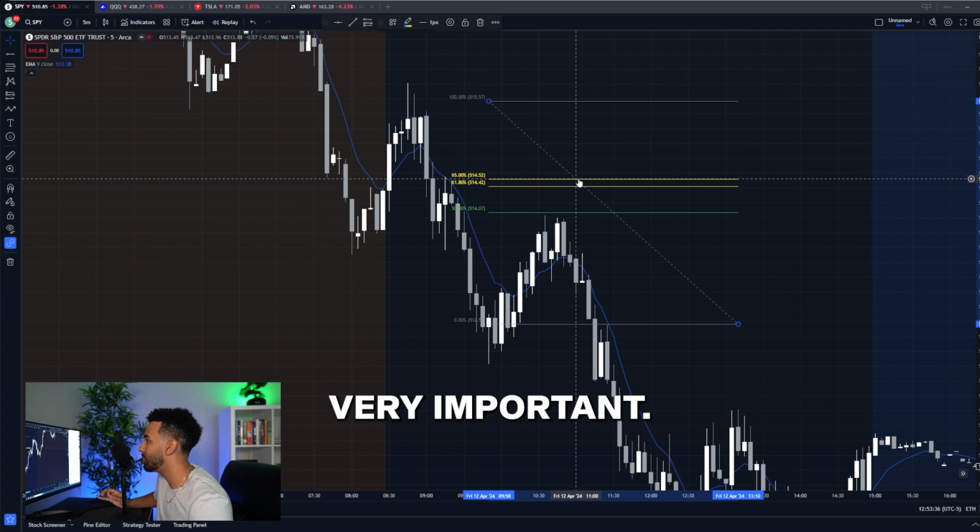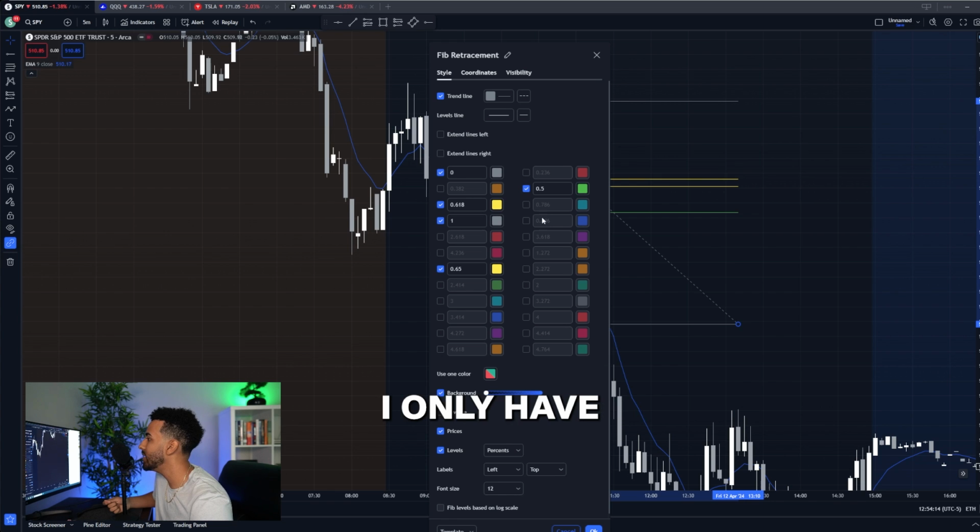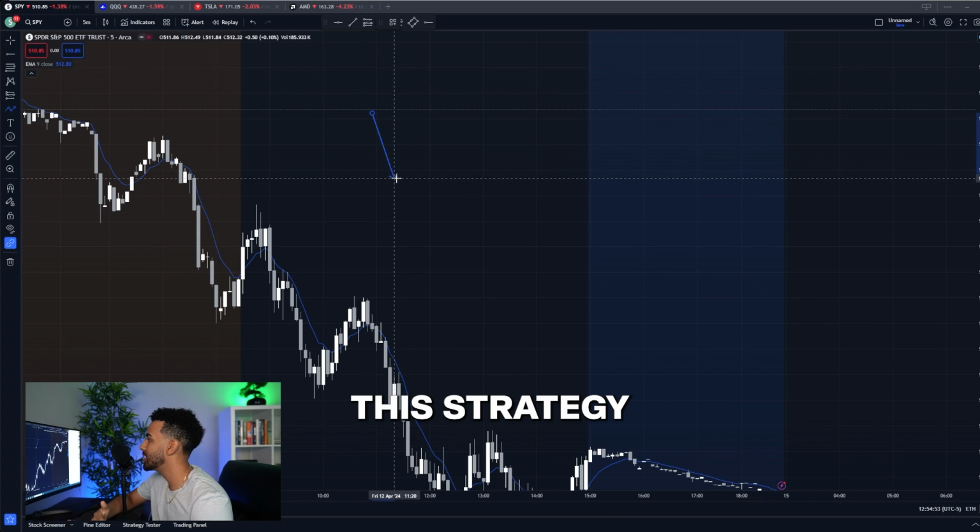Now, this is very important. What you're gonna do is double click this right here and go to the Fibonacci retracement settings. So as you see, I only have 5 values enabled here, so make sure that these are the ones that you have enabled. Now, this strategy is incredibly simple.